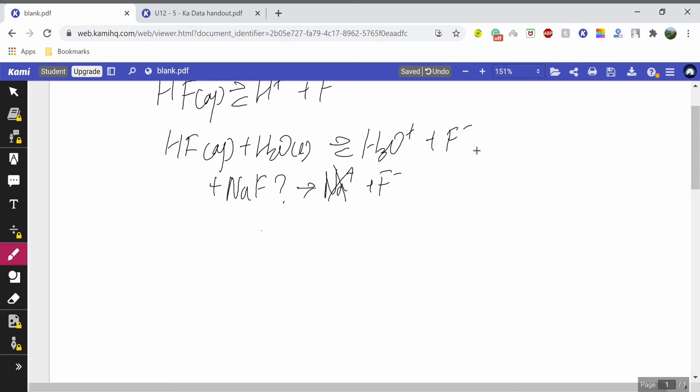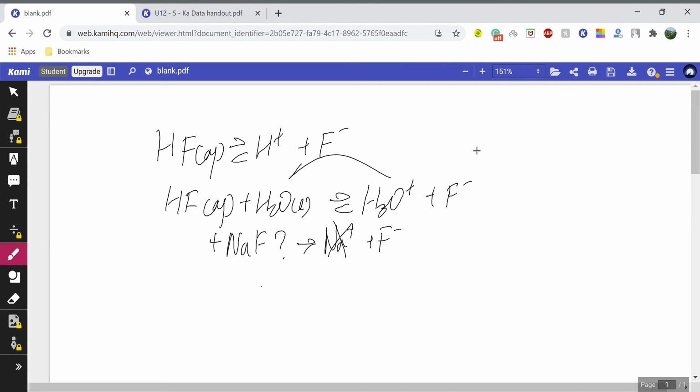Now, Le Chatelier's principle states that the reaction will proceed left to use up the excess F minus. Since we're adding NaF, we're producing more F minuses because Na pretty much doesn't count. And since we're producing more F minuses, the reaction will shift this way. If it shifts this way, that means there will be less H3O plus, which means the pH will increase.